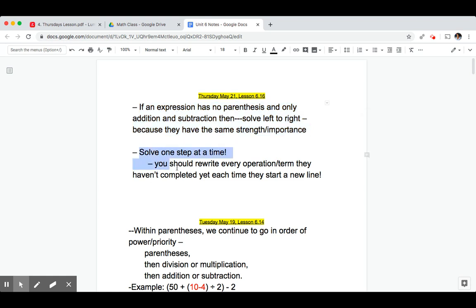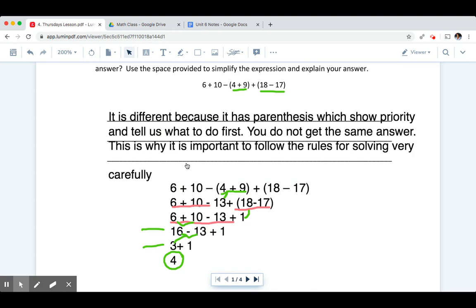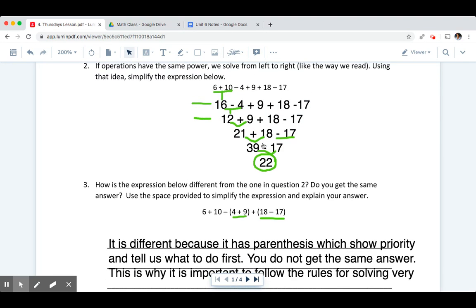We also learned that it's important you solve one step at a time. You should rewrite every operation and term that you haven't completed each time you start a new line. So like I did as I was solving, I made sure to rewrite the rest of my expression whenever I solved a step so that I didn't miss any steps and so that I did not make a mistake as I was solving.